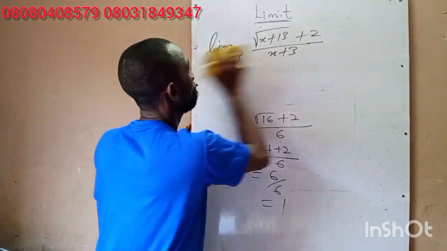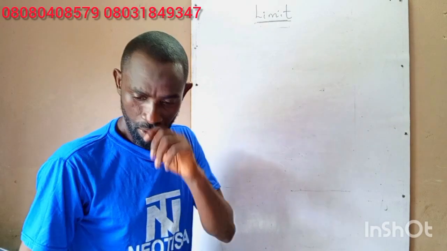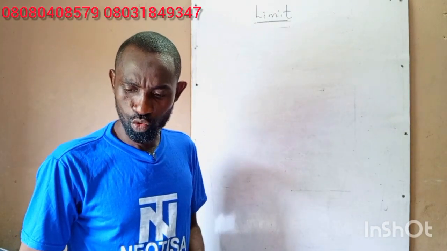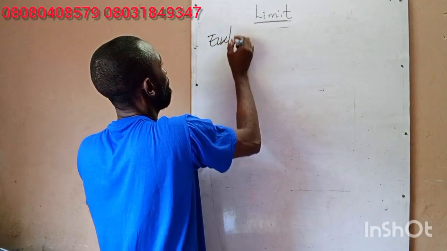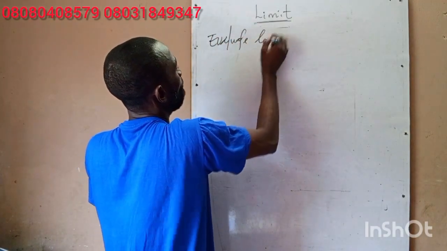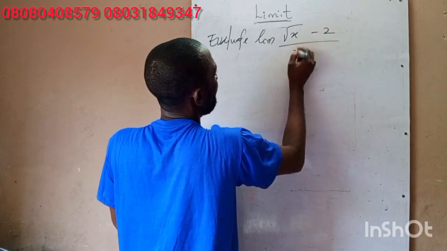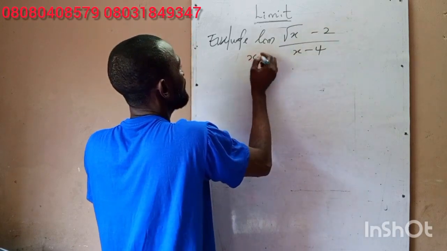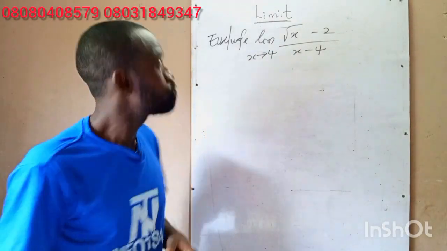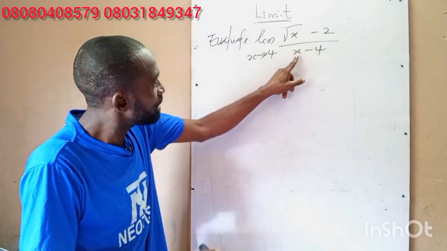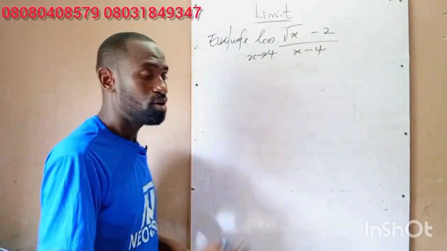Now look at this. We have to evaluate the limit of root of x minus 2 all over x minus 4, as x approaches 4. Here, what are we going to do? If I put 4 here, 4 minus 4 by direct substitution is 0, so I can't use that. What will I do, class?